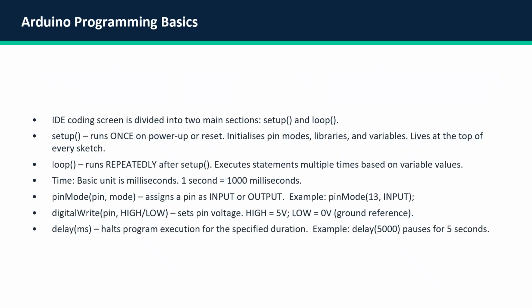Arduino programming basics. It is divided into two main sections, setup and loop. Setup runs once on power up. It initializes pin modes, libraries and variables. It lives at the top of every sketch. Loop runs repeatedly after setup. It is used to execute statements multiple times based on variable values. Time: the basic unit is the millisecond. 1 second equals 1000 milliseconds.